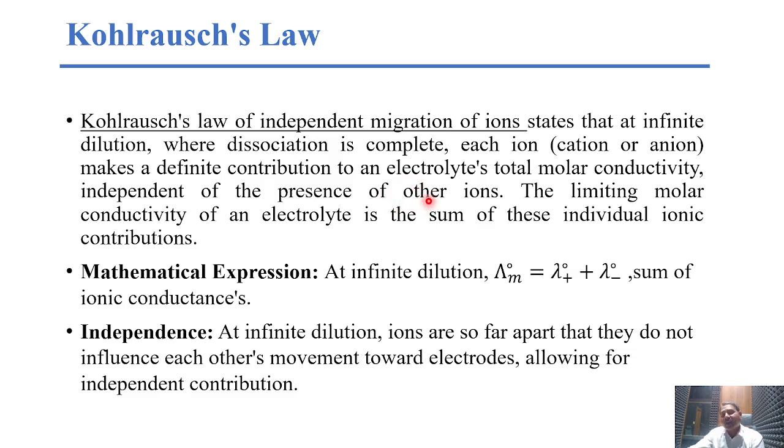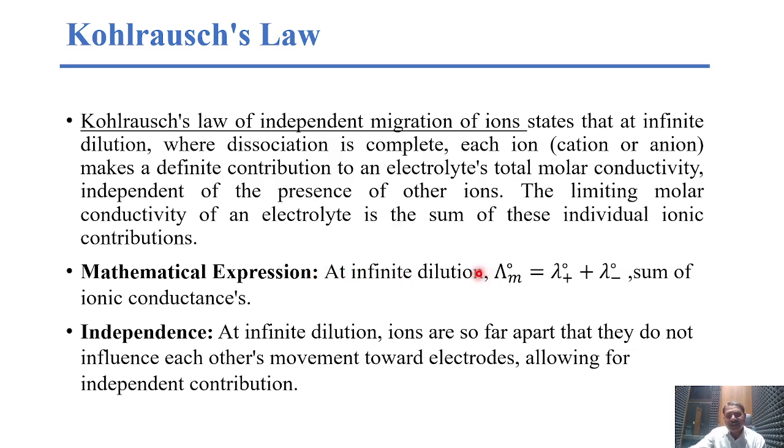That is, for cation, it has its own contribution toward the equivalent conductivity at infinite dilution or at zero concentration, because its partner ion, that is negative ion, is far apart from one another at dilute solution, and therefore each ion has its own contribution toward the equivalent conductivity at infinite dilution or at zero concentration.